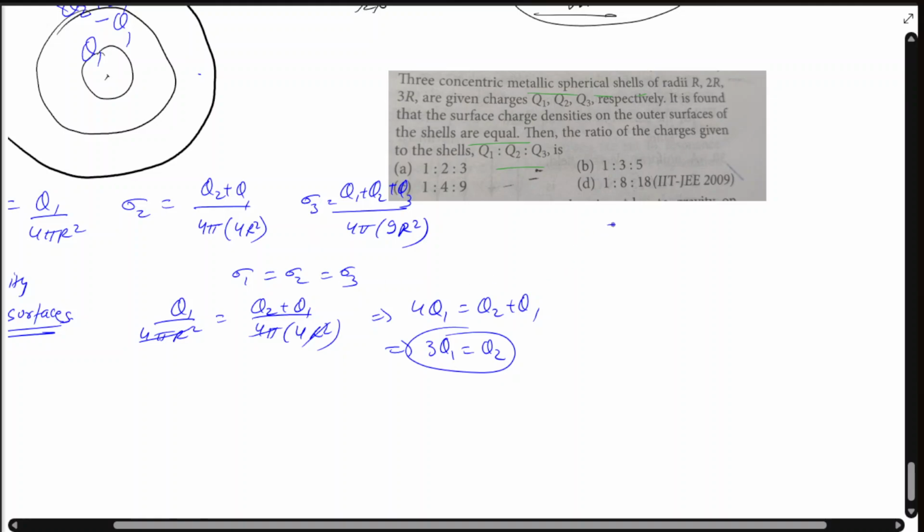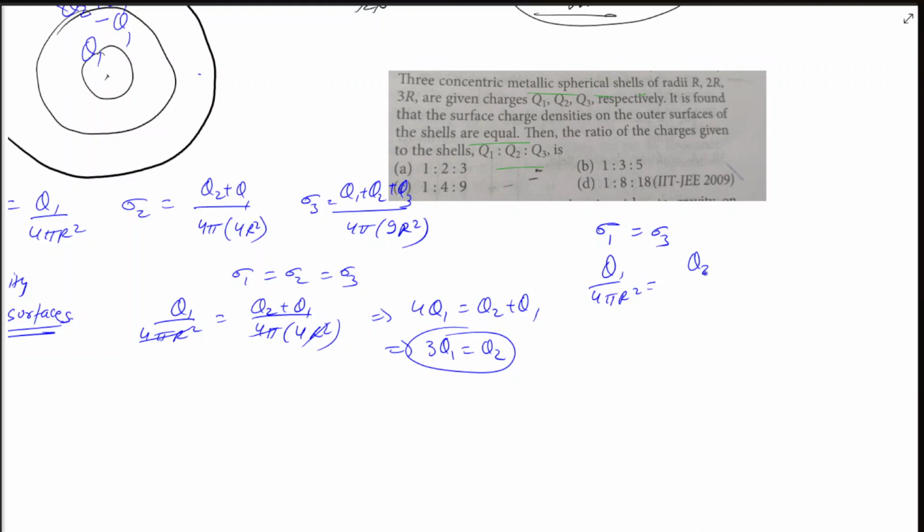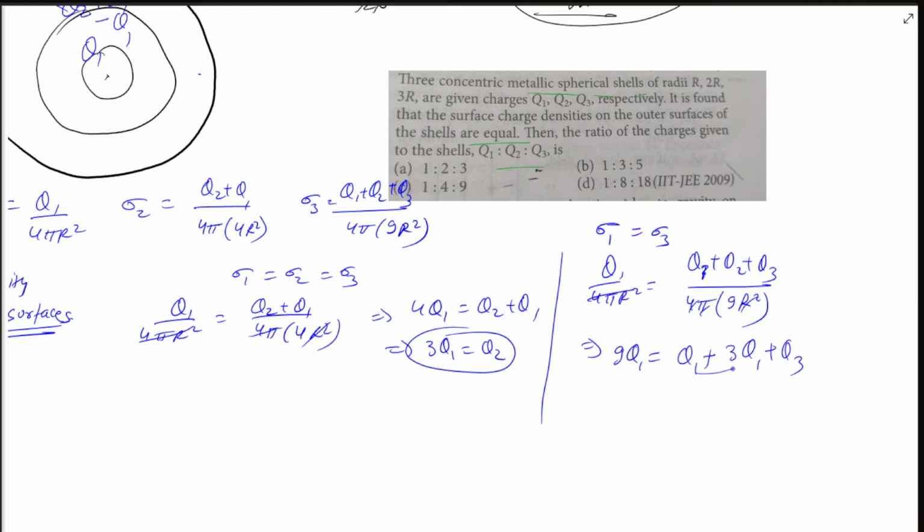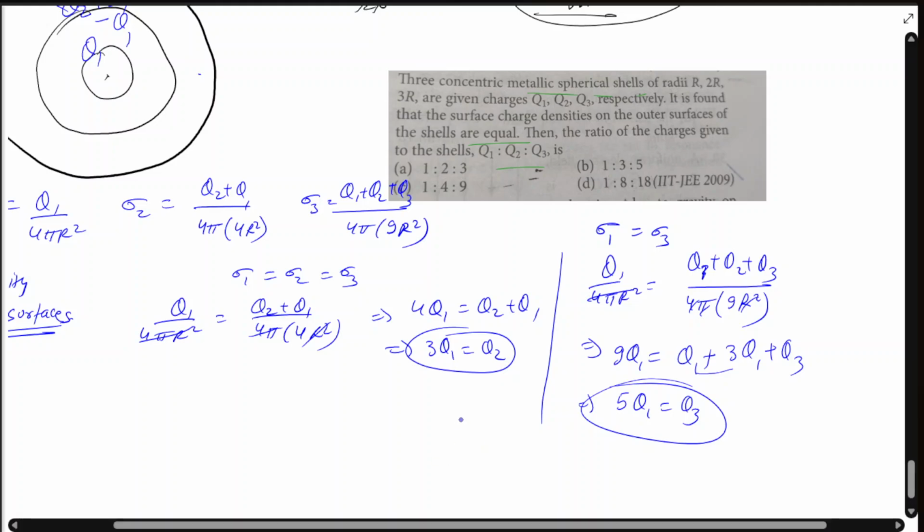Let's equate sigma 1 and sigma 3. So it will be Q1 upon 4 pi r square. It's an easy question, right? Equal to Q1 plus Q2 plus Q3, outer surface charge density we have to take, right? So 4 pi 9 r square. Again 4 pi r square will get cancelled out and 9 will get multiplied here. So it will be 9 Q1 equals Q1 plus, can I write Q2 as 3 Q1? Yes, 3 Q1 plus Q3. So 9 minus 4 will be 5 Q1 equals to Q3, right?